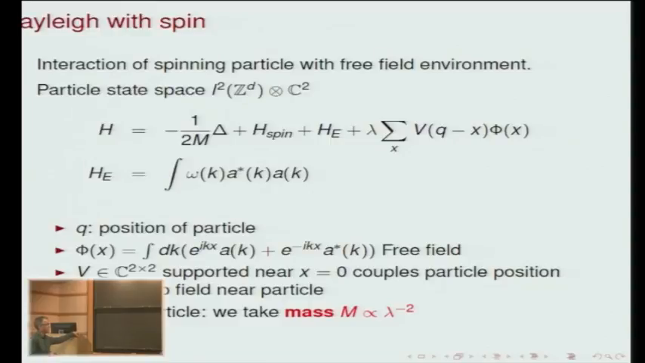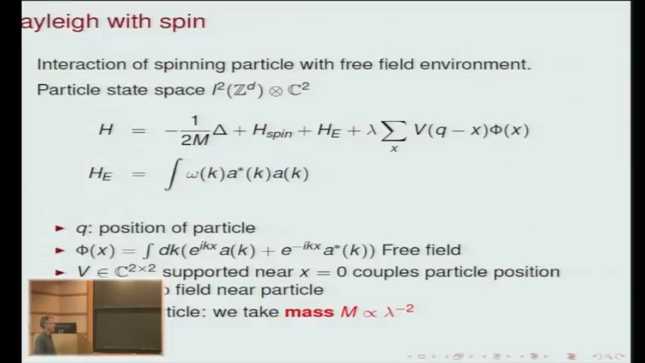And then there's the environment, let me call it capital E, so the free field. The free field is given in terms of creation and annihilation operators and some dispersion relation omega. I will come back to this omega in a moment, but here is what the Hamiltonian formally looks like. And then there is the coupling of the particle with some potential to the field at lattice sites.